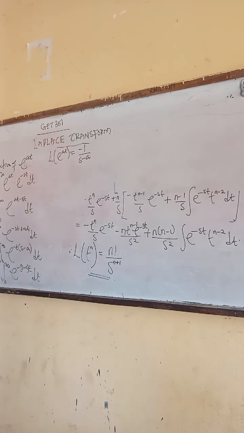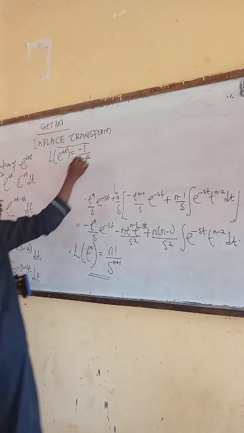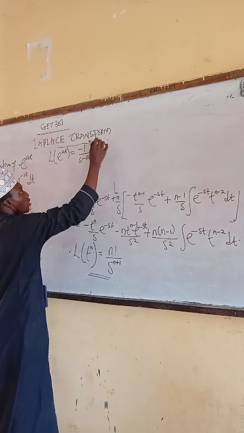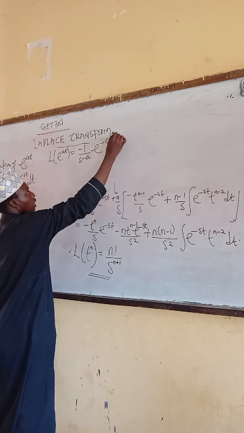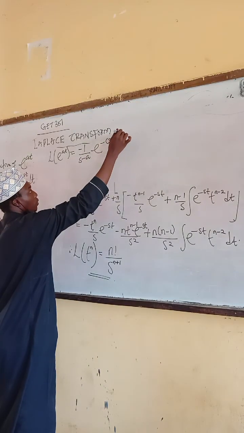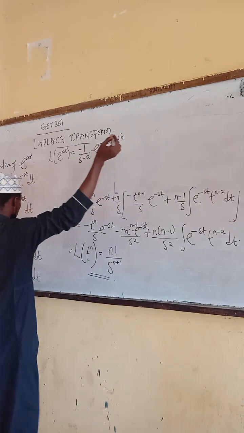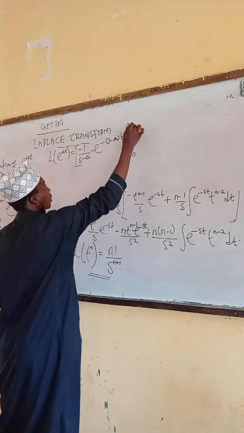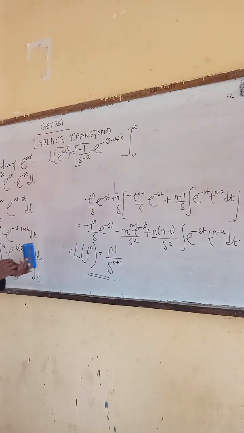Exponential minus, sorry, minus s minus a times t. That's all. Is that not? Then you put your limit from 0 to infinity.